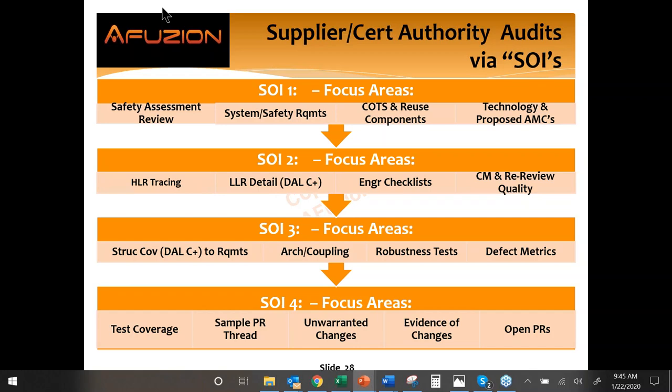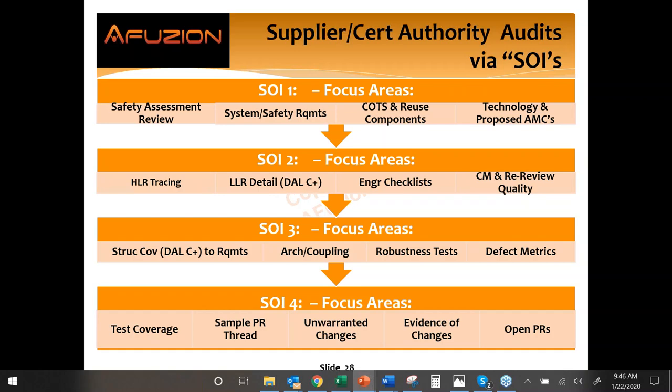Then defect metrics. Now, this is optional, okay? But you should want to know what your defect metrics really are. By doing that, you can assess how many errors you had at the requirements process, design, implementation, testing. Who was making the errors? Were there any updates when you made errors? How many defects did you have?